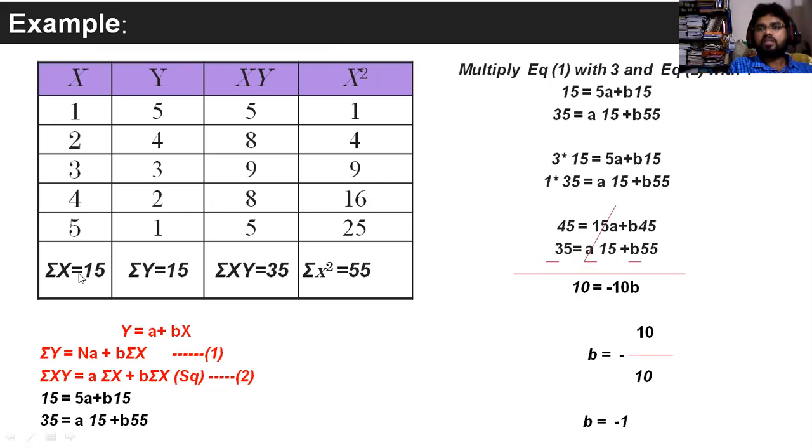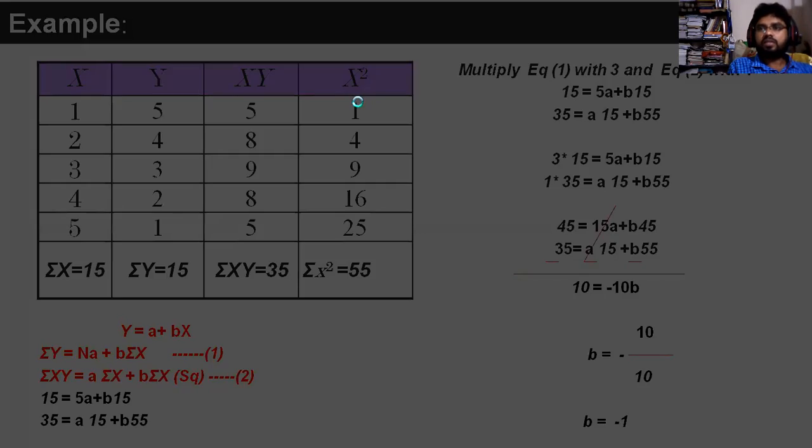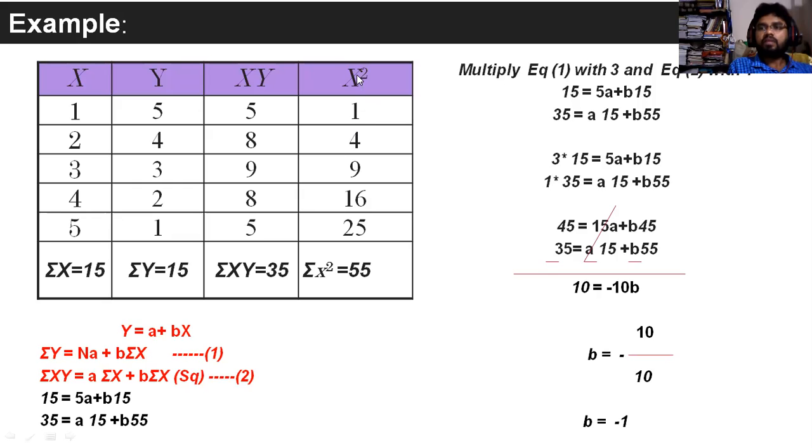Next, the second equation: a sum of x, that is 15a, plus b sum of x square. In order to get x square, we multiply x into x, and after calculating all the x squares, we sum all the values. So the sum of x square is 55. Whatever values we get, we simply substitute into the equations, and after simplifying we'll get the b value and the a value.